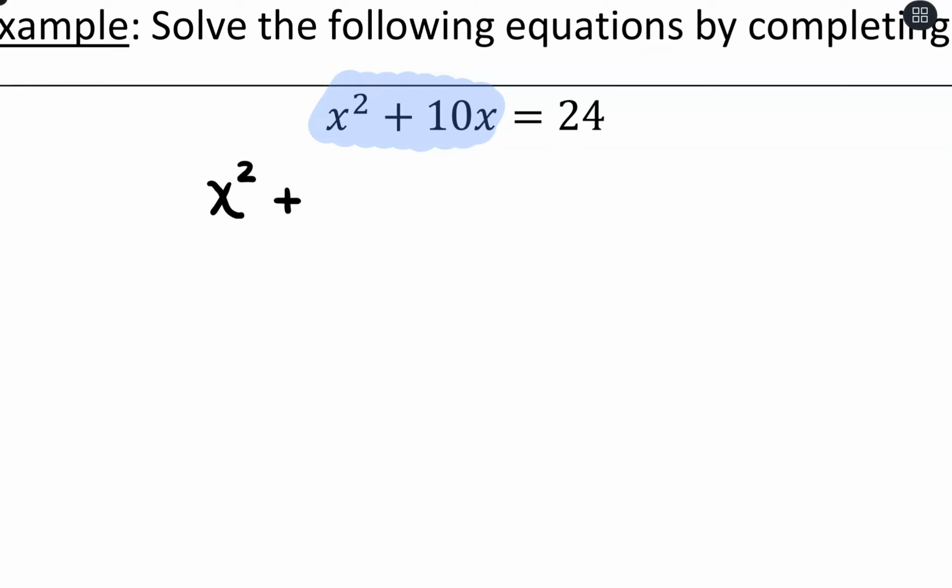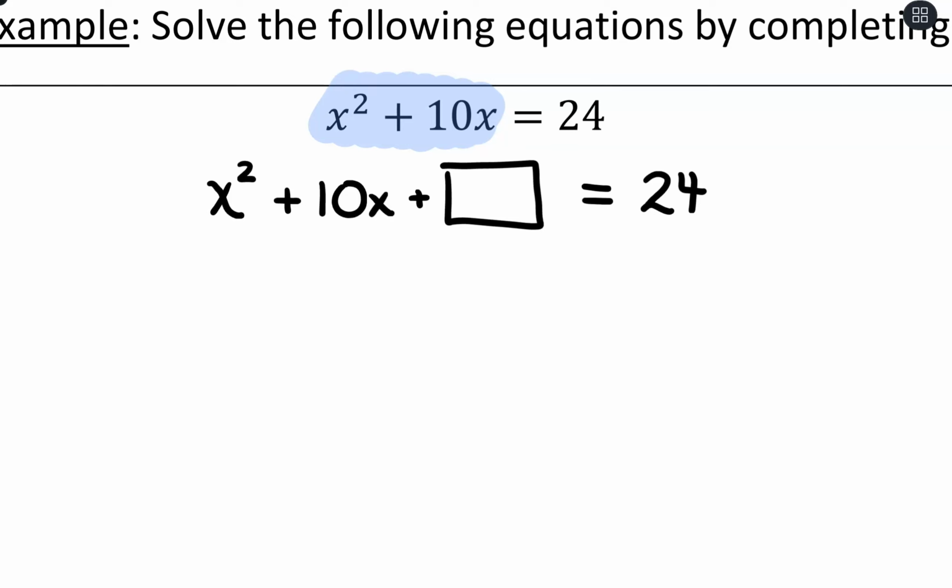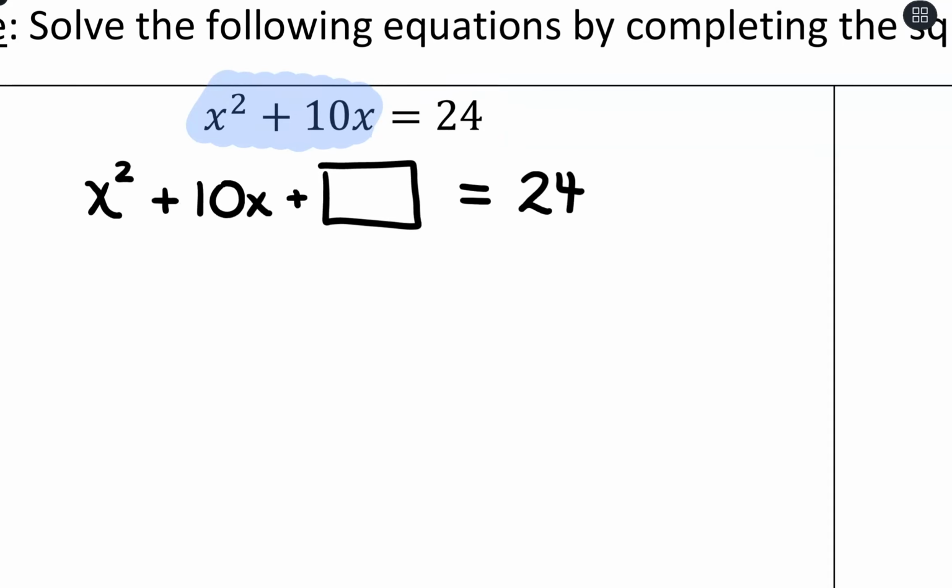So what I'm thinking of is I have x squared plus 10x. What I'm missing on the left-hand side is a value for c. On the right-hand side, I have 24. If I want to complete the square, I want to take half of 10 and square it. So 5 squared. I'm missing a value of c of 25. So what I'm going to do is add on 25.